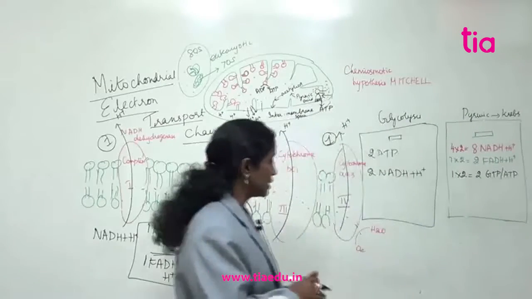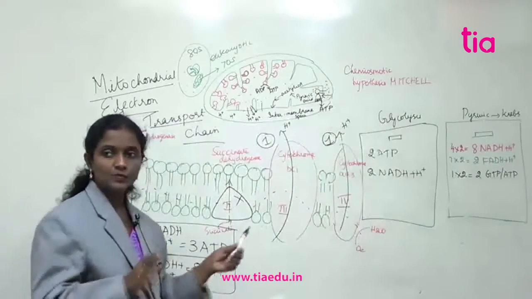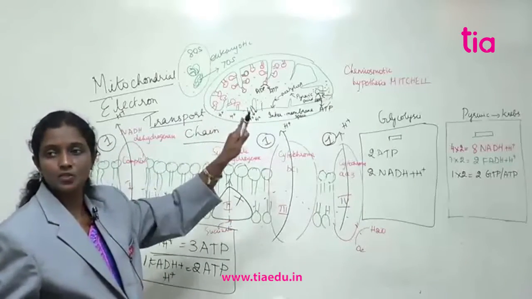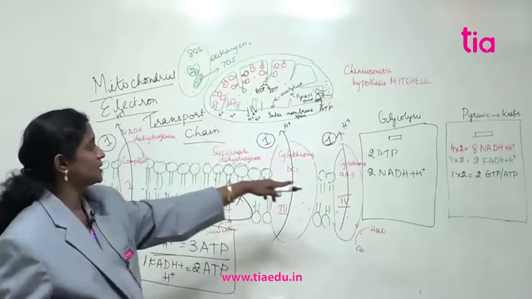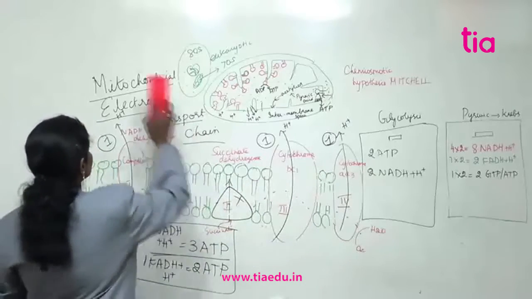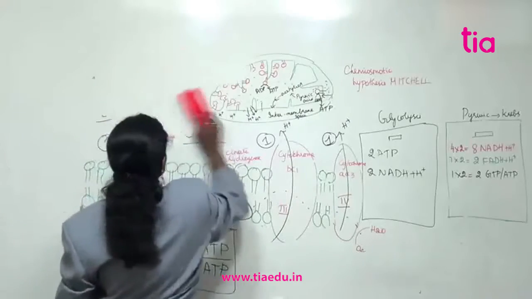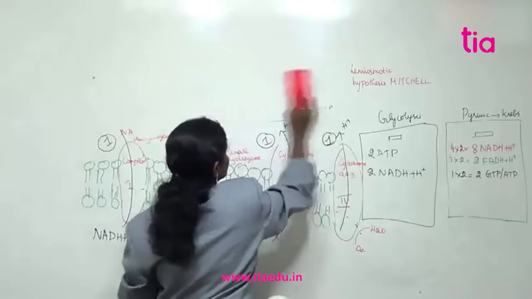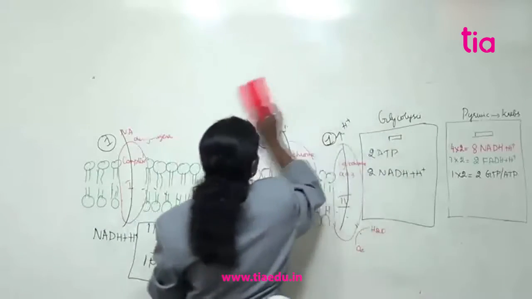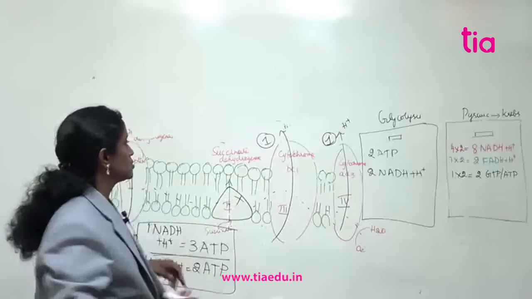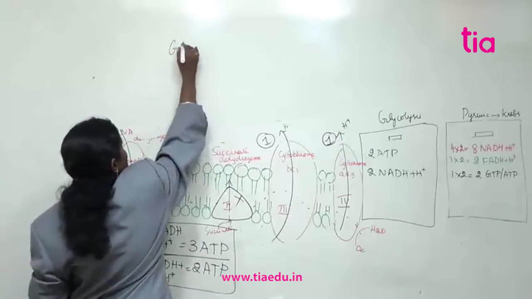Now, let us convert these boxes. I think the mitochondria step is understood. I am going to erase all of this and take those 2 boxes and convert them into the form of ATP. So, glycolysis.